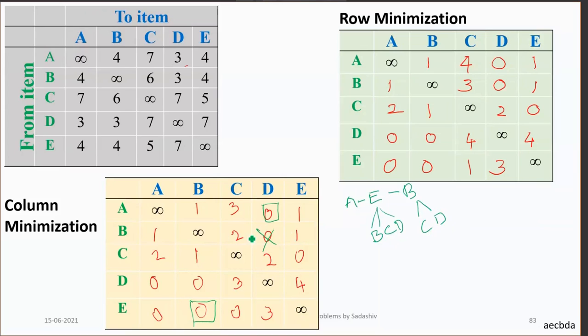For C it is a 2, for E it is a 1, so we can go for 1, whichever is the least number. If you go for C, then B to C, and from C he has to go to D only. Now we made a mistake.